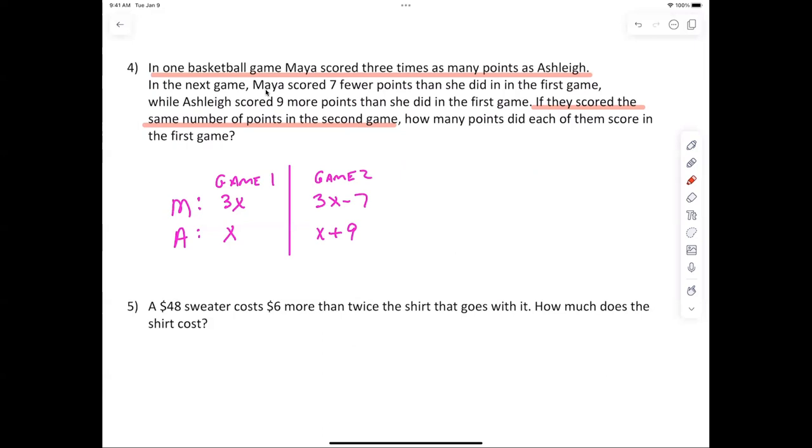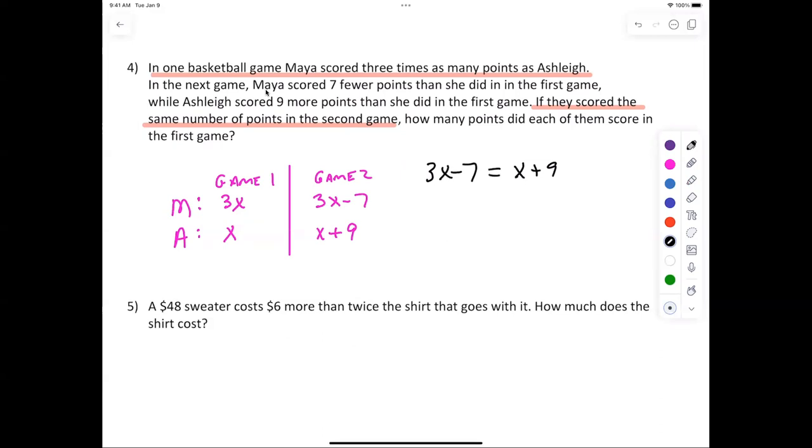Wow. Finally, now if you say it a little bit louder, all right. Exactly. They scored the same amount. We're not adding them together. All right. They scored the same amount. So as soon as you heard they scored the same amount, you should have just gone ahead and said 3x minus 7 equals x plus 9.